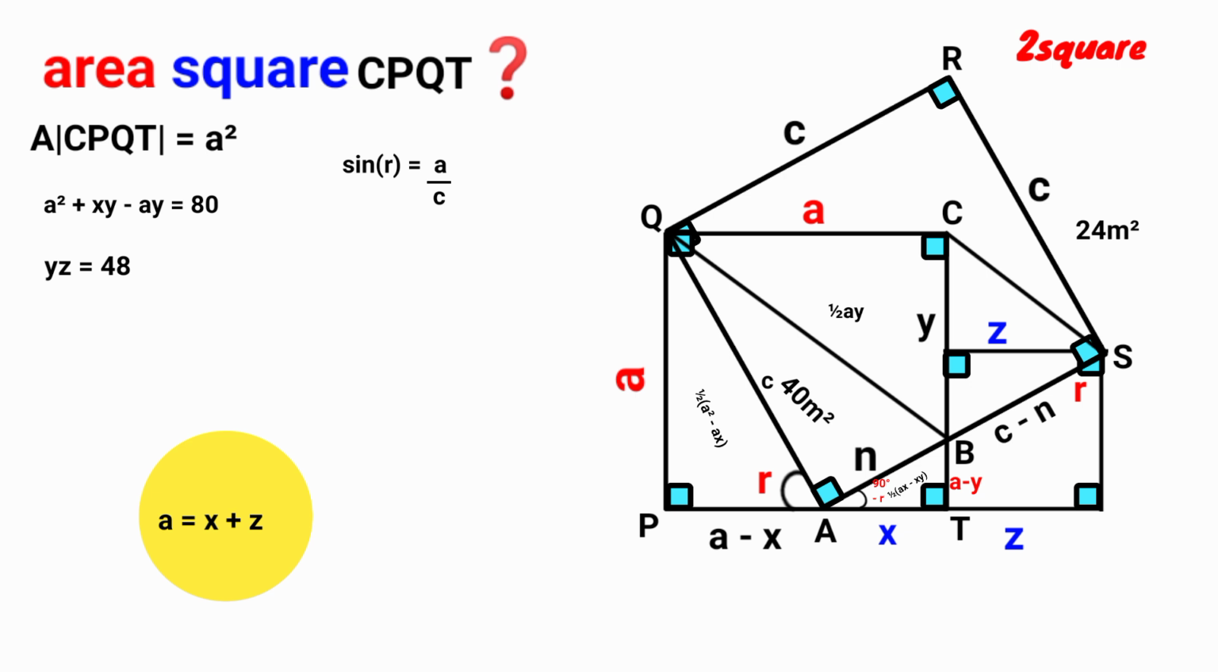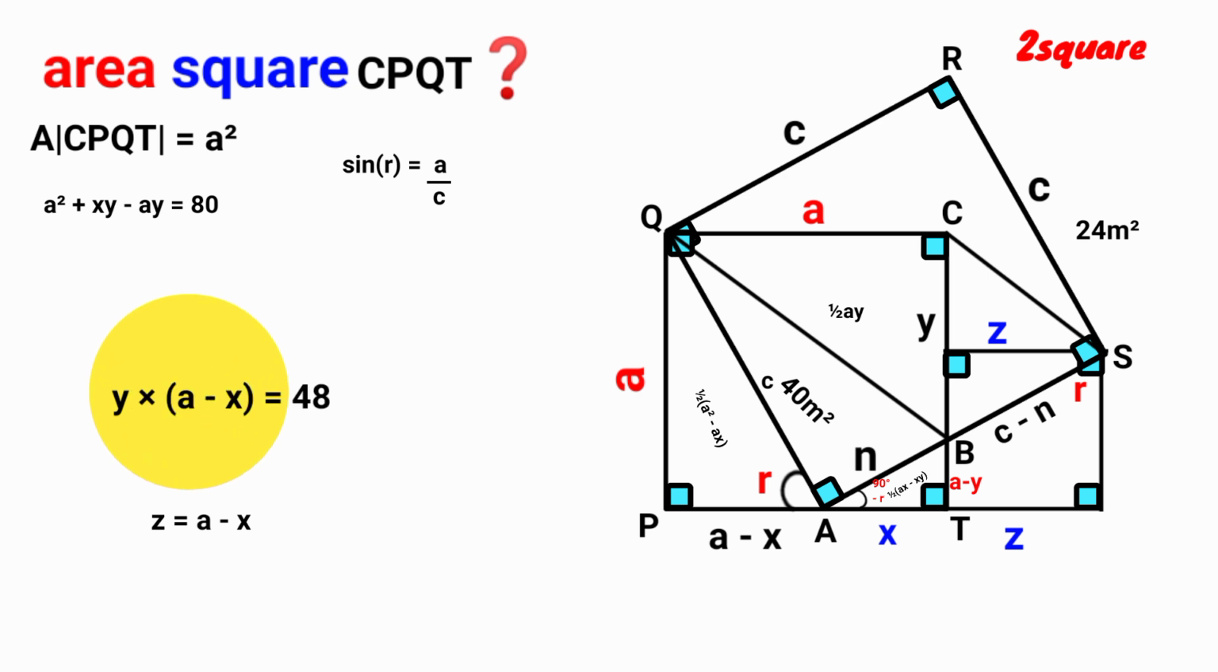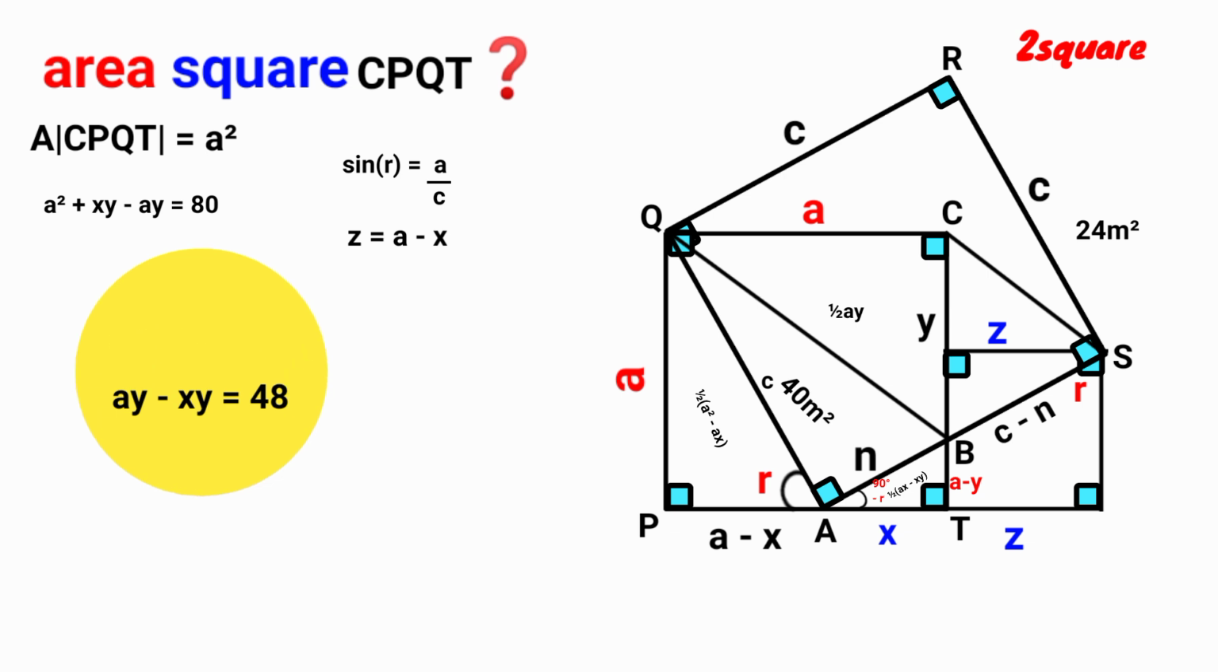Subtract x from both sides. Here x minus x is 0. So a minus x equals z. That is z equals a minus x. Come here, yz equals 48. Replace this z with a minus x. y times a minus x is ay minus xy. So ay minus xy equals 48.